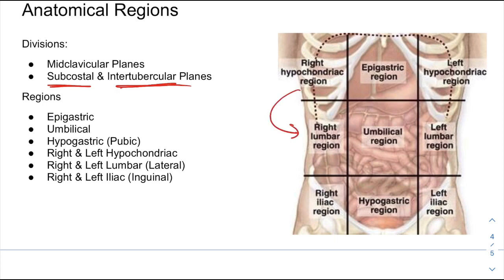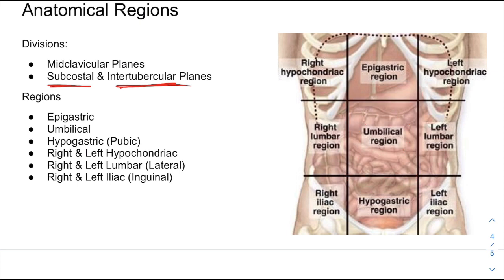If you go down one more level, now we're between the subcostal and intertubercular planes, and you have your right lumbar region. This is also known as your right lateral region, and it's paired along with the left lumbar region right here, also known as the left lateral region. In between them, this is where we get in between all of the lines, right? It's below the subcostal line, above the intertubercular plane, medial to both of the mid-clavicular planes. We get this big region, the umbilical region.